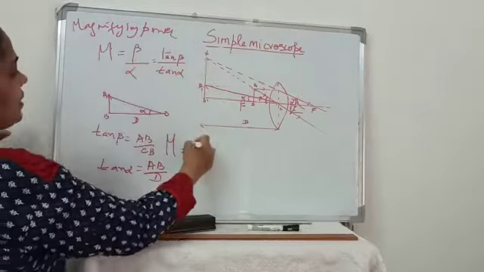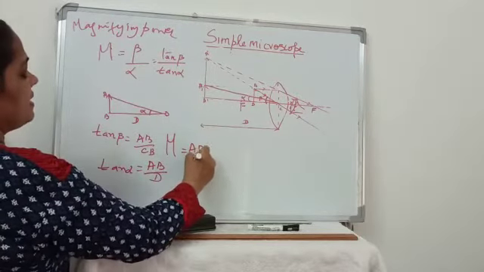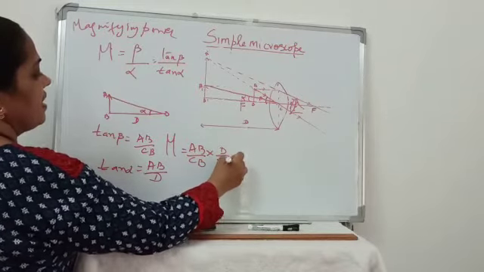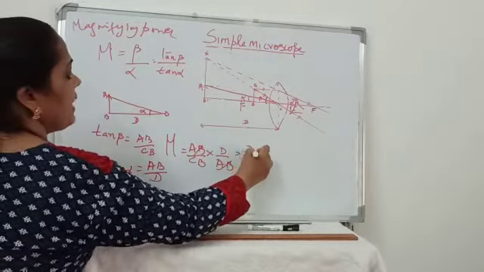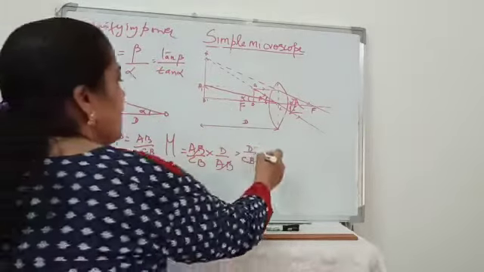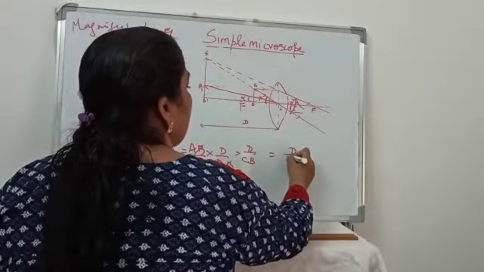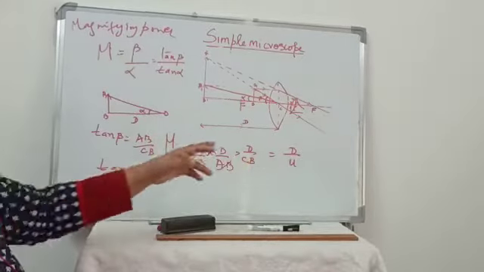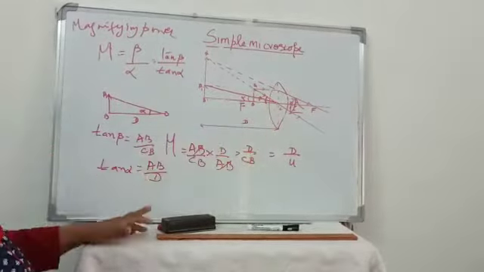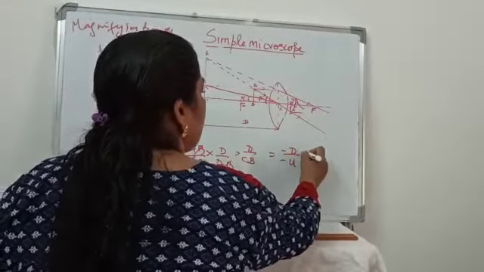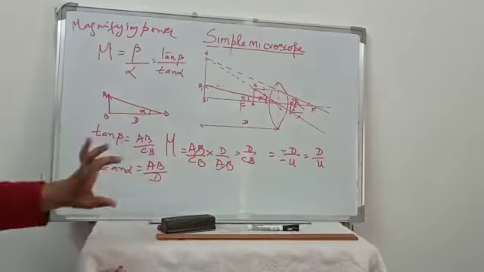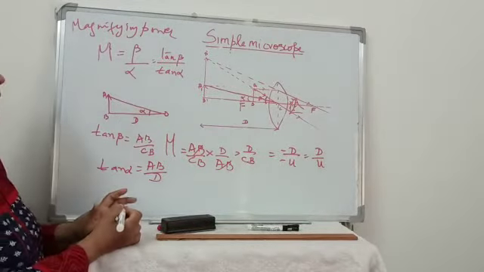So M is equal to AB by CB into D by AB, which is equal to D by CB. CB is nothing but the object distance, so I will write it as D by U. Both have a negative sign because D is to the left and U is also to the left, so the signs cancel, or we can write it as D by U. So we get M is equal to D by U.